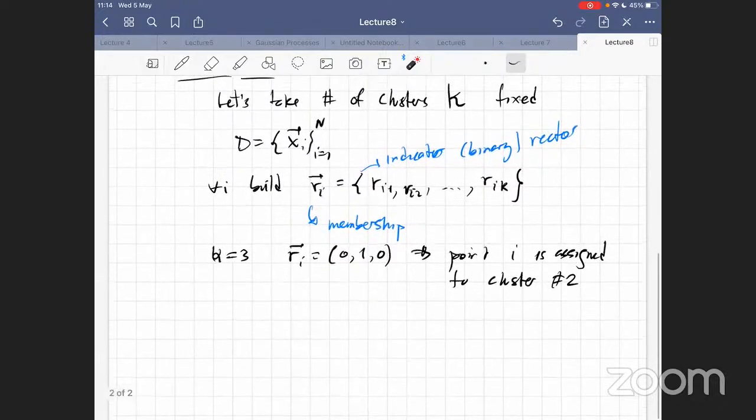So once I have this, can I ask a question? Yes. If we don't know anything about the data, how can we determine the number of clusters?